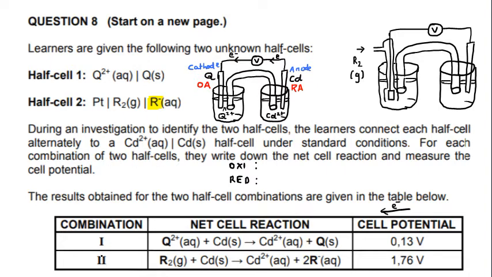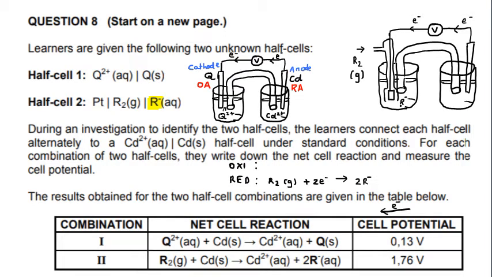Okay, so now let's analyze combination number 2. First things first, let's put in the direction of electron flow over here. That's from right to left. This is also confirmed when we look at the net cell reaction, because we can see that this species R, which is a gas, is undergoing reduction and becoming an anion. So we can write its half reaction as R2 gas gaining 2 electrons in order to become 2 R minus anions in solution.